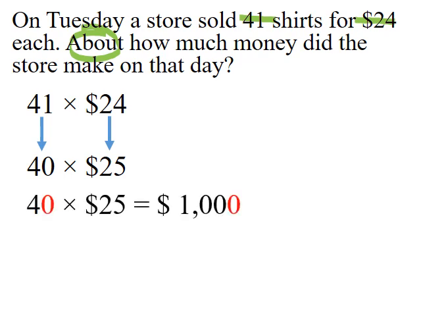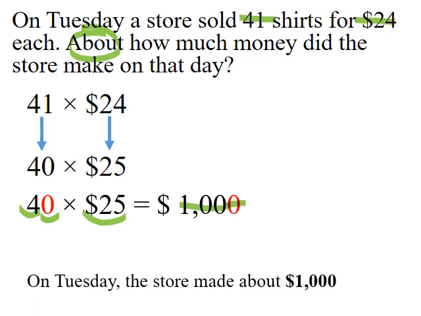I will think of the basic fact 4 times 25, it's 100. Then I will add the 0, because I have a 0 in the factor, I'll have an extra 0 in the product. So 40 times 25 equals 1000. On Tuesday, the store made about $1,000.